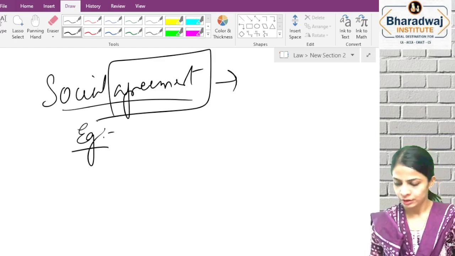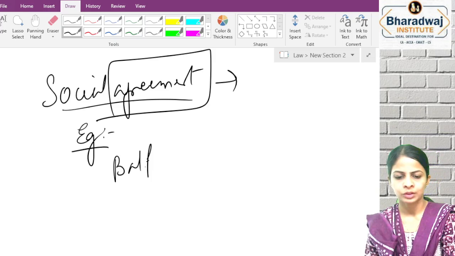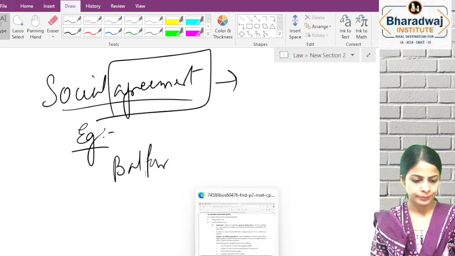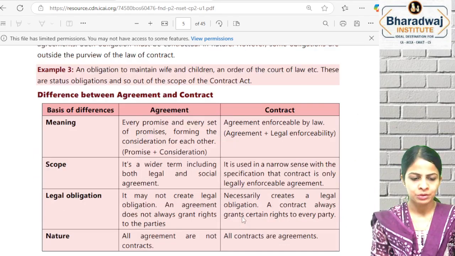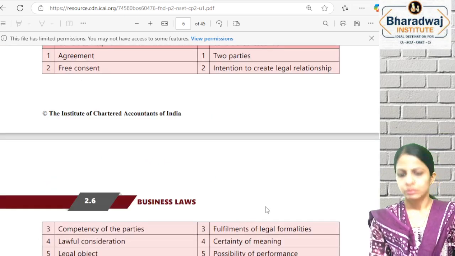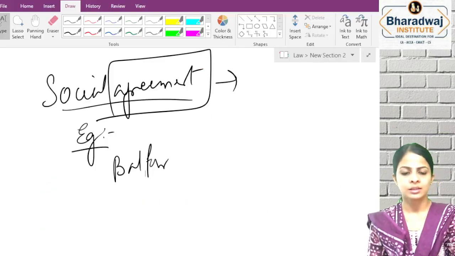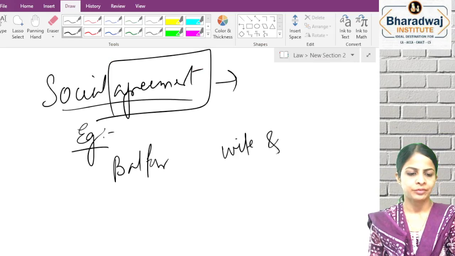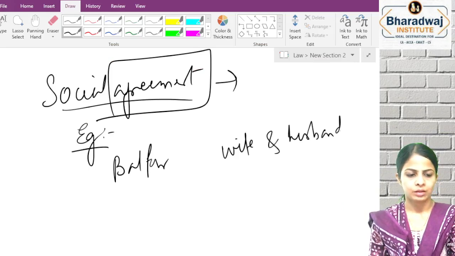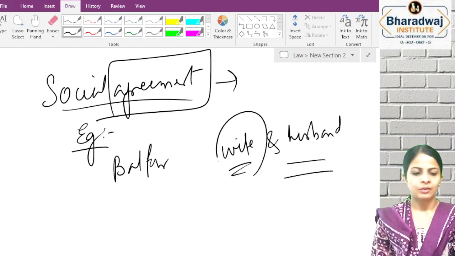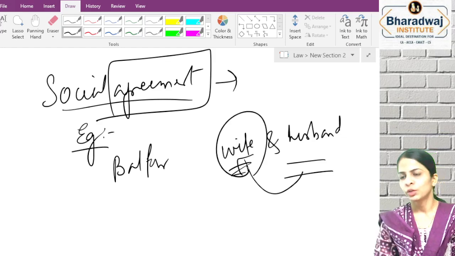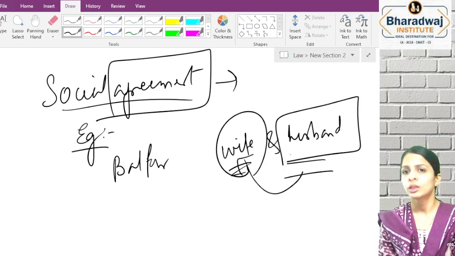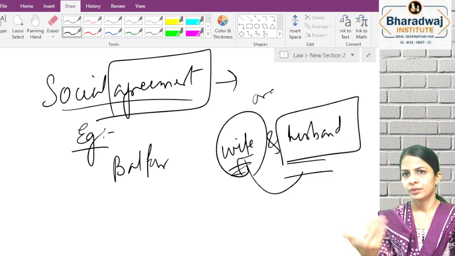Clear? There is a case law which I have written, Balfour versus Balfour. Anyone remembers? This case law is about a husband and wife. The wife gets ill, so she asks her husband that he has to pay her monthly a certain amount, assuming 1 lakh. If the husband does not pay, this was only oral.